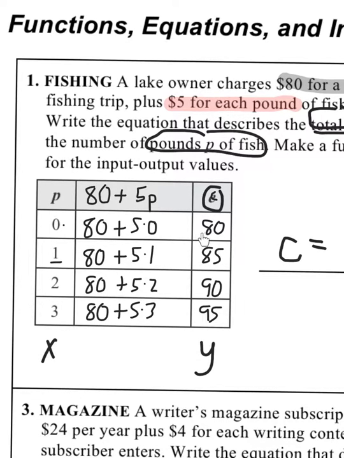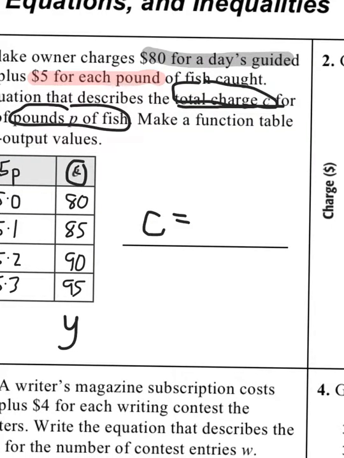Also notice when you're looking down here, you'll notice that this is going up by 5, so there's also a pattern there. Now, to get your equation, if you can get this table, it's kind of easy because you already have the C equals. To get the other side of the equation, you just take this rule up here, 80 plus 5p, and that's your other part. So you should have C equals 80 plus 5 times p. That's how you find the total cost. So think about it. The total cost is $80 plus $5 times each pound of fish you catch. So that is number 1.